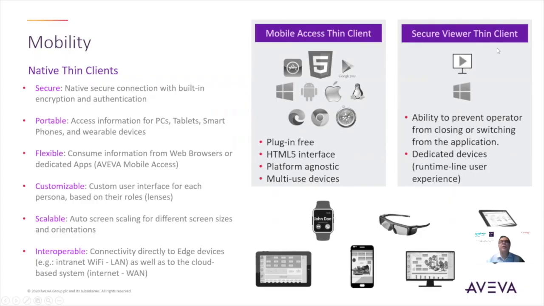Now, secure viewer thin client needs to run on a Windows based device, but the mobile access thin client does not. It's an HTML5 browser based. You don't have to have any plugins. You basically open up a browser, whether it's a Windows device, an Android, an Apple device, could be a desktop, could be a mobile tablet, phone, etc. Point that back to your real running application, and again, view and interact with that.